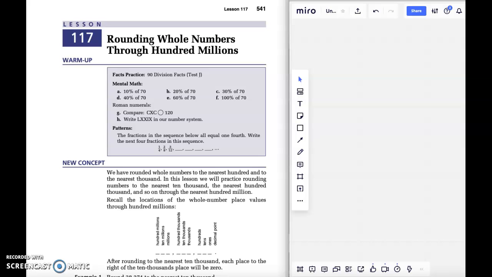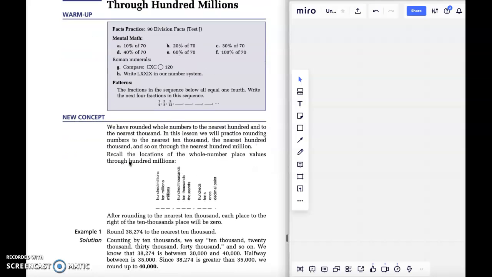Anyway, moving on, let's talk about what we're going to do today. We are going to be working on rounding whole numbers through a very large number, the 100 millions. So we need to make sure that before we even start this, that we know our place value and that we know it really well.